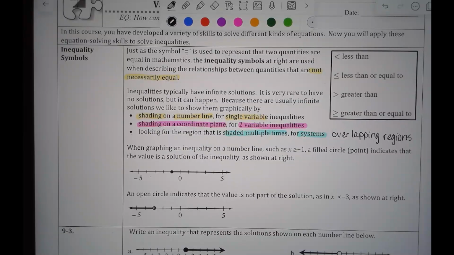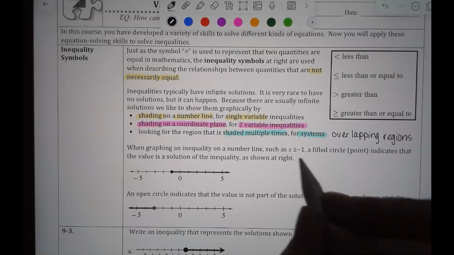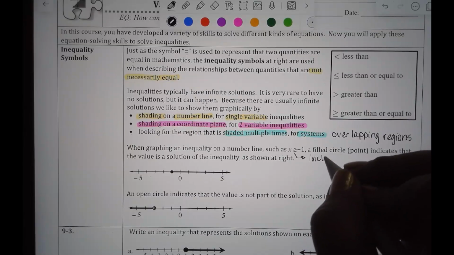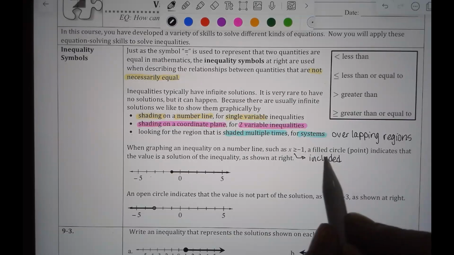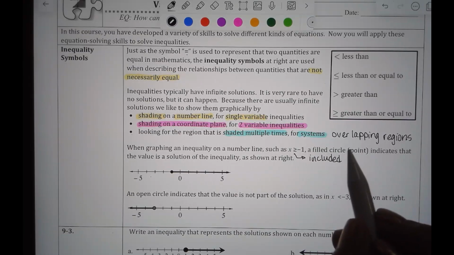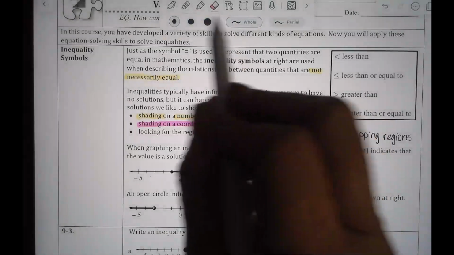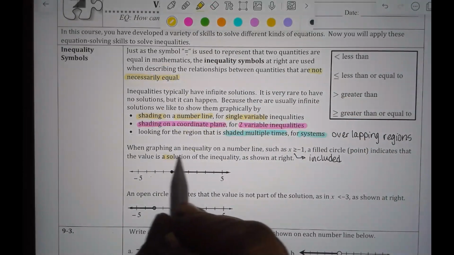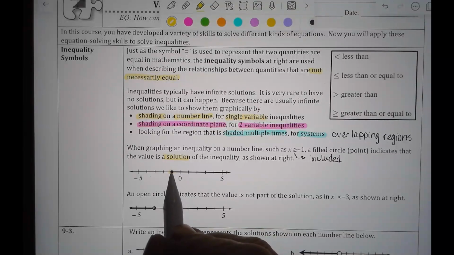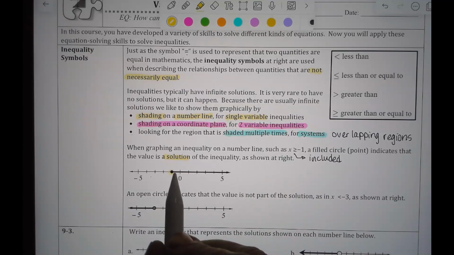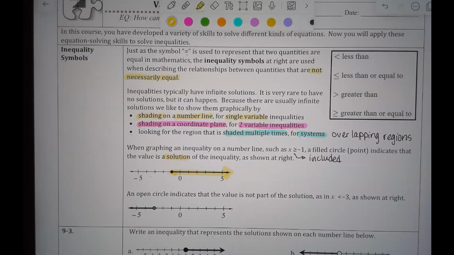Okay, so when we are graphing an inequality on a number line, such as x is greater than or equal to -1, remember that that symbol right there tells us that this is included. That means we're going to do a filled in or closed circle. So it is part of the solution. And so you can see right there, that is a closed circle. This arrow is pointing to the right. And so we have our solution pointing to the right.